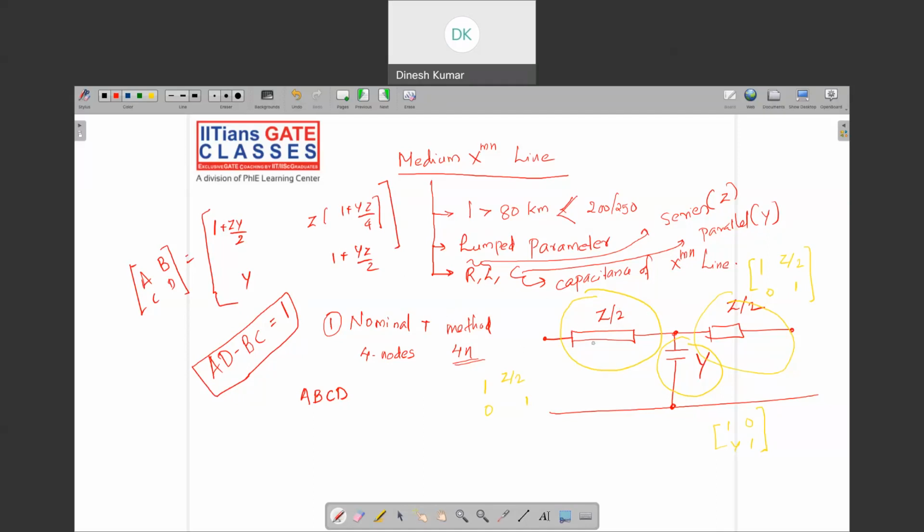So Z will be R plus j omega L, and Y will be 1 by j omega C. This is important. You should remember this: Z equal to R plus j omega L and Y equal to 1 by j omega C. Okay. Now please write this one, so we can move to the next part.